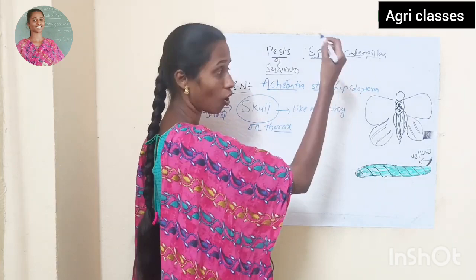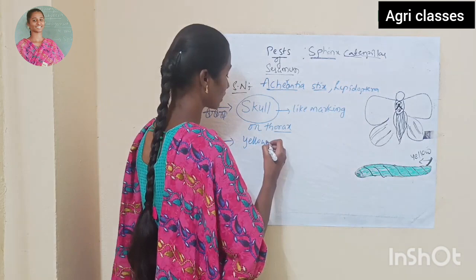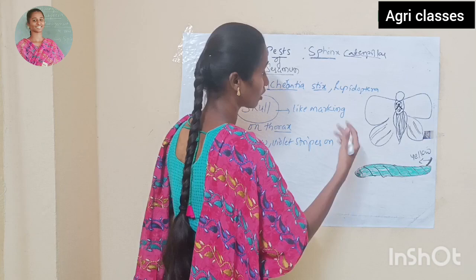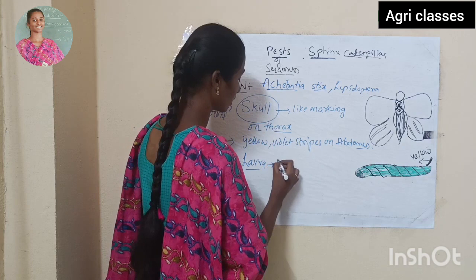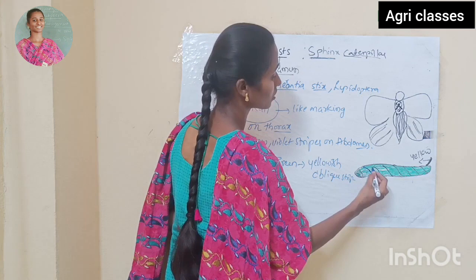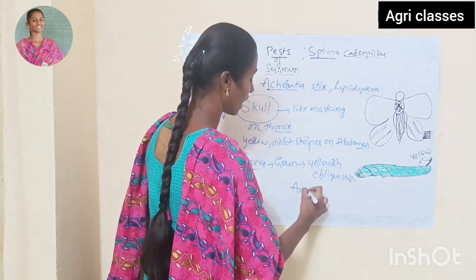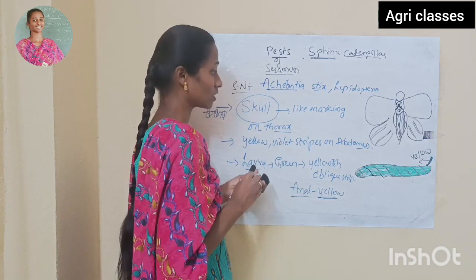Okay, so here they have large brownish color wings, and they have yellowish violet colored stripes on the abdomen and two yellow cross lines on the hind wings. And the larva is green in color and has yellowish color oblique stripes. Here in the picture we can observe these yellowish color stripes. They have an anal yellowish color horn. Here at the end we can observe one horn like structure on the caterpillar. So these are the main important points in Sphinx caterpillar.